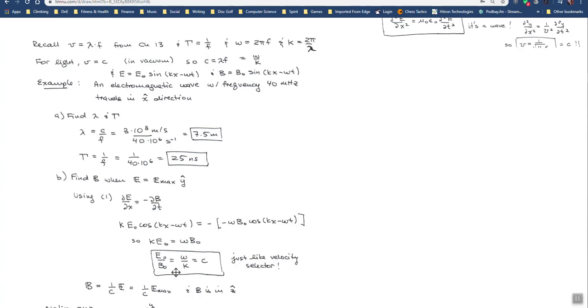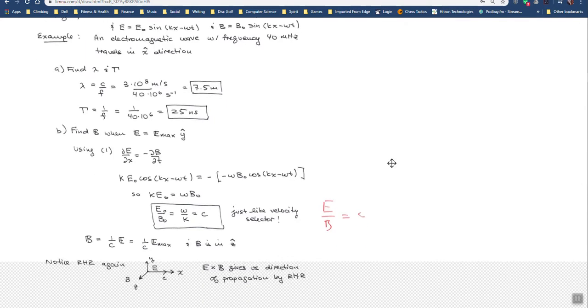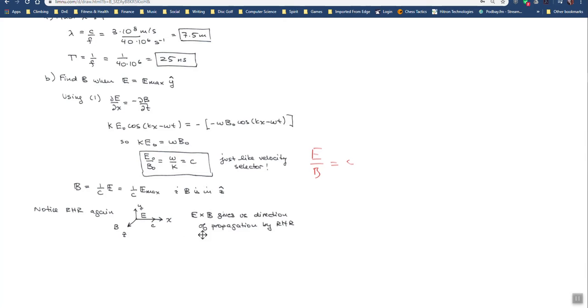So I could have just as easily written E over B equals c. That's always true. And hopefully you'll recognize that as a velocity selector. It's exactly the same expression as we got for the velocity selector. Okay, yeah, I think I talked about that already.